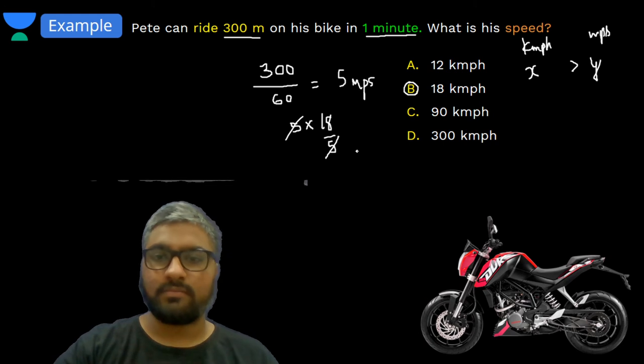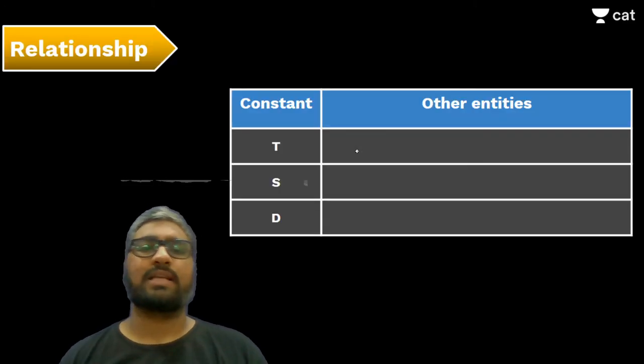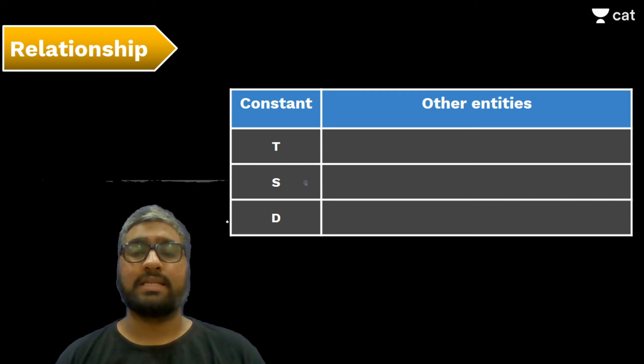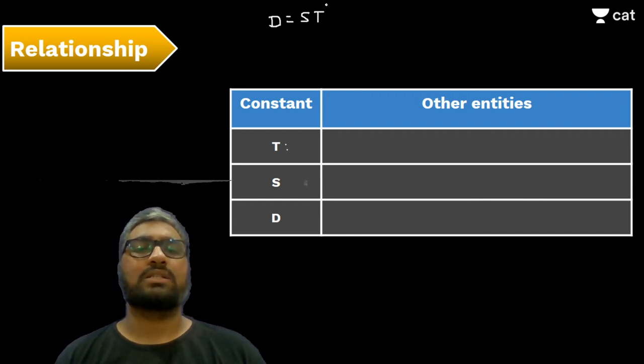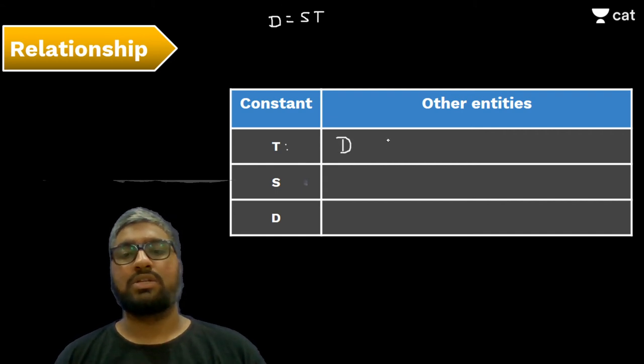Great, super. Now let's move on to the next concept, right? The next concept is the relationship between time, speed and distance. Yes, just like in time and work, we spoke about the relationship, how each of these entities are related to each other when one of these entities is kept constant. For example, here, if the time is constant, we all know that distance is speed into time. So if time is kept constant, then distance and speed are directly proportional.